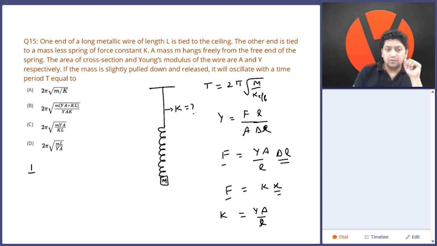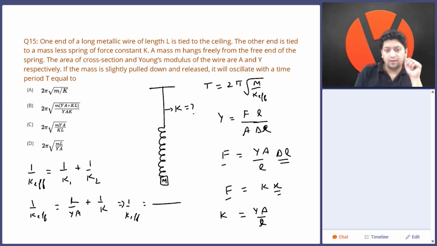And as we know, because this is a series combination, 1 upon K effective will be equal to 1 upon K1 plus 1 upon K2. Now 1 upon K1 is L by Y A plus 1 upon K. So 1 upon K effective will be equal to (K L plus Y A) over (Y A K).